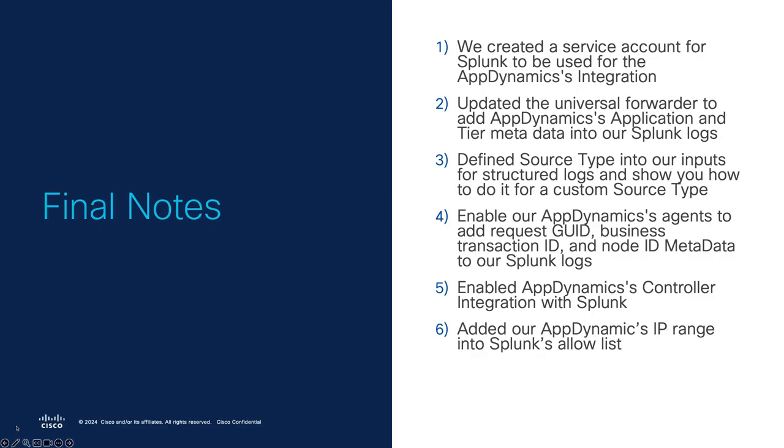Now, as some final notes, we created a service account for Splunk to be used for AppDynamics integration. We updated the universal forwarder to add AppDynamics application and tier metadata into our Splunk logs. We defined the source type in our inputs for structured logs and showed you how to do it for a custom source type. We enabled our AppDynamics agents to add request GUID, business transaction ID, and node ID metadata into our Splunk logs. We enabled our AppDynamics controller integration with Splunk, and then we added our AppDynamics IP ranges into Splunk's allow list, so that we can do our Log Observer Connect.